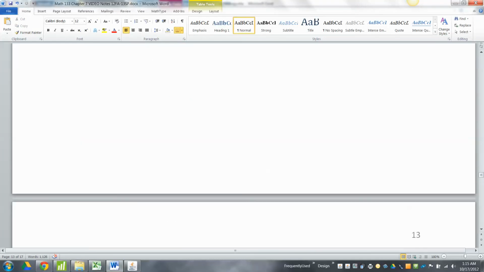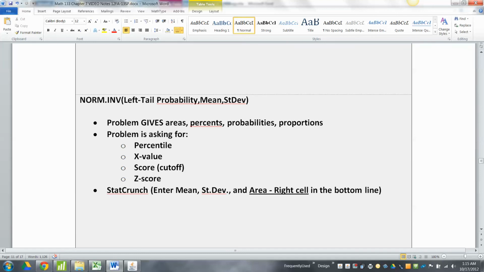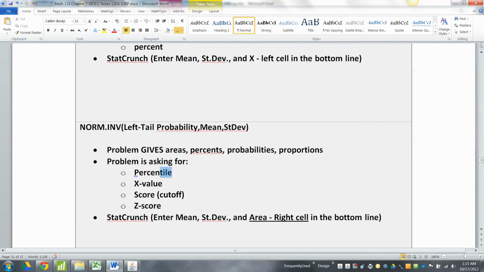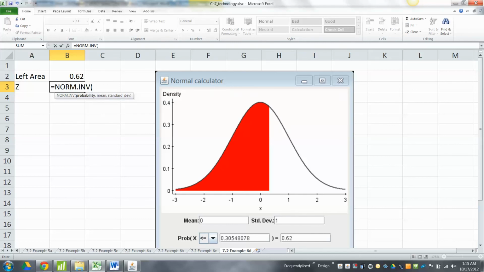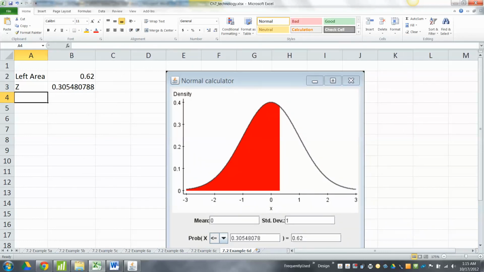Remember, this is following those instructions again. Since it's asking for a percentile, we're going to type the left tail probability, the mean and standard deviation into norm inverse. Okay? All right, so let me go back into it. Equals, all right, so the left area is equal to 0.62, right? That was given. So that means the z-score is equal to norm.inverse 0.62, comma 0, comma 1. And there you go. That's the z-score, just like they said it was down here.